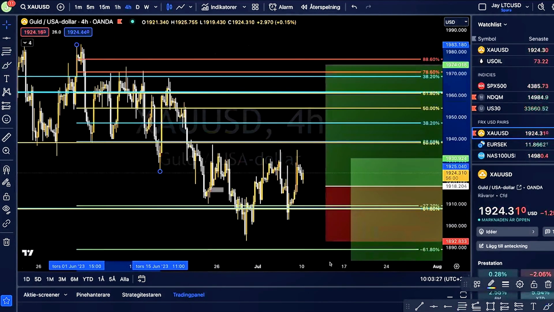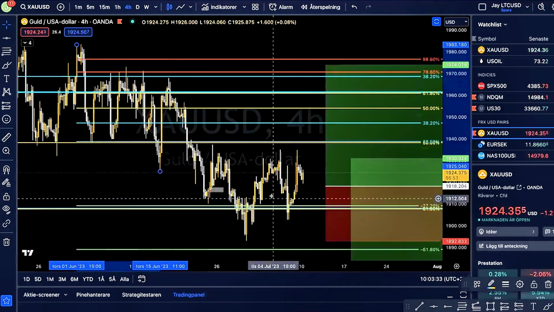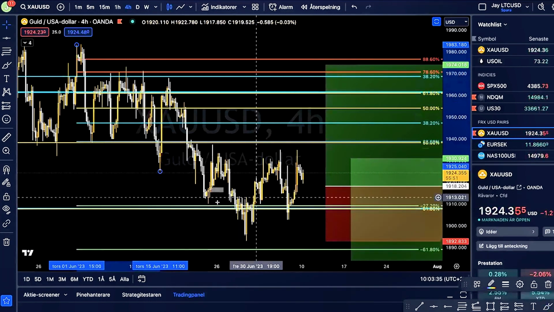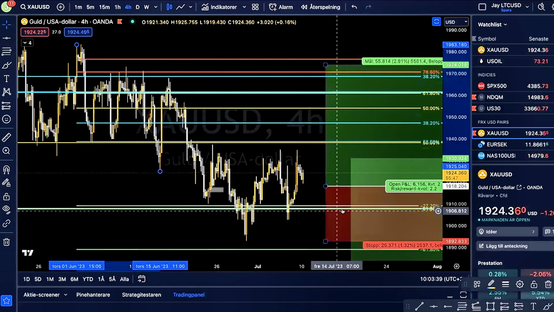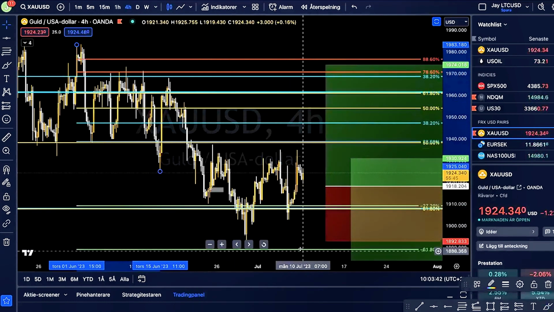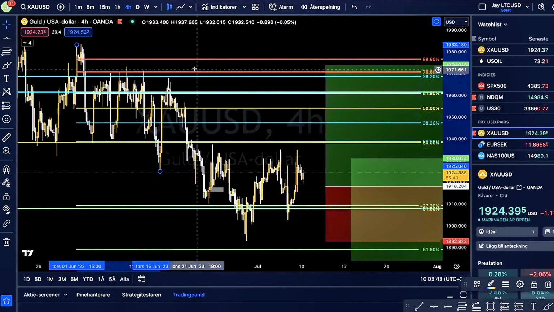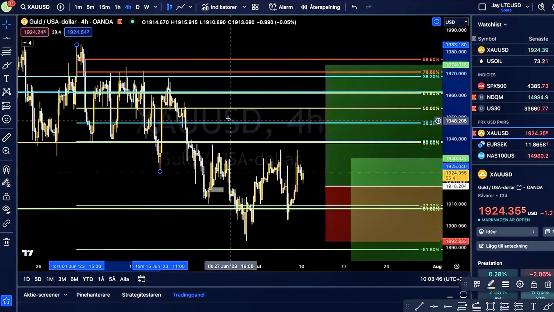But really, that's a really dope confluence as well. It's really interesting to see how it respects the 27.2. So strong support here, very, very strong support here. That's all that we can say. And yeah, the market has already bounced off. But the thing is, okay, let's remove this one.